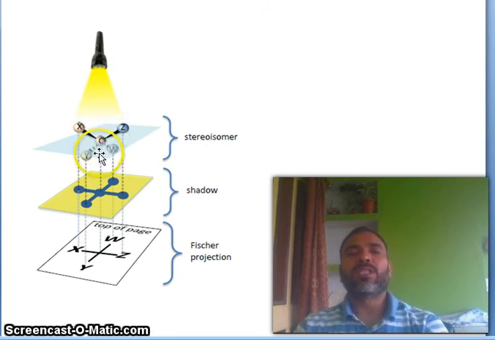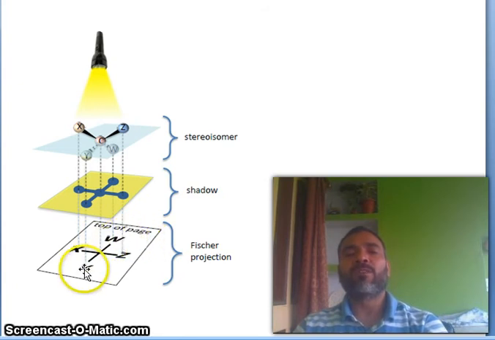So this is a stereoisomer. When light flashes on this molecule, a shadow will form. This is the shadow. This atom makes this shadow, this atom makes this shadow, and the central one is the chiral carbon. If you look at the shadow, there is a cross. If you put this shadow on your paper, this is the top of the page. It is important to know where the top of the page is.